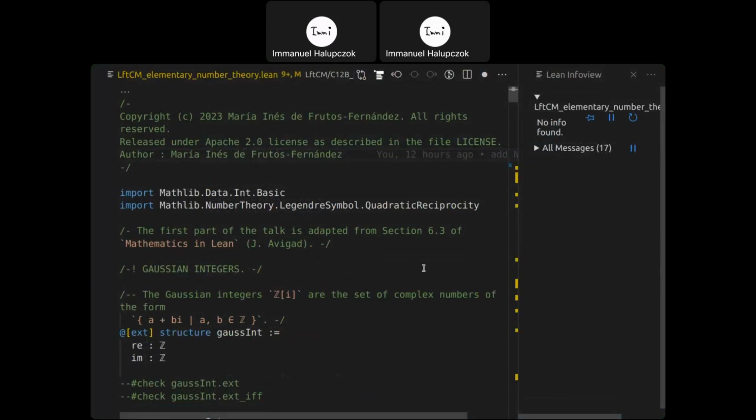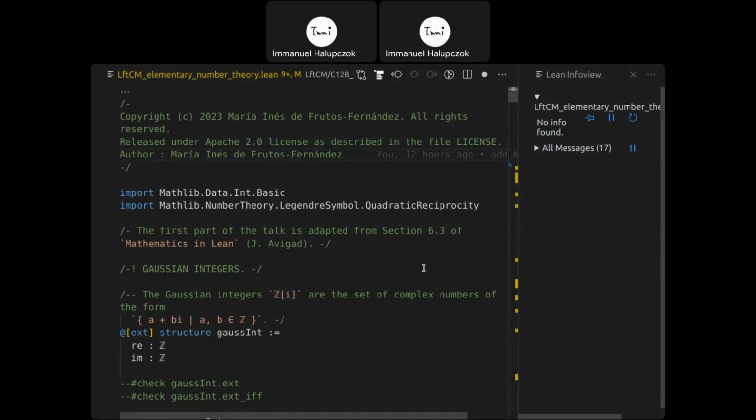Okay. Yeah, I mean, Maria already introduced us to number theory, indeed. Hi. So I will tell you at the end of the talk about many of the things that we have in number theory, both in Mathlib and in other Lean projects that are built over the library. But for today's tutorial, I want to focus on something more specific.